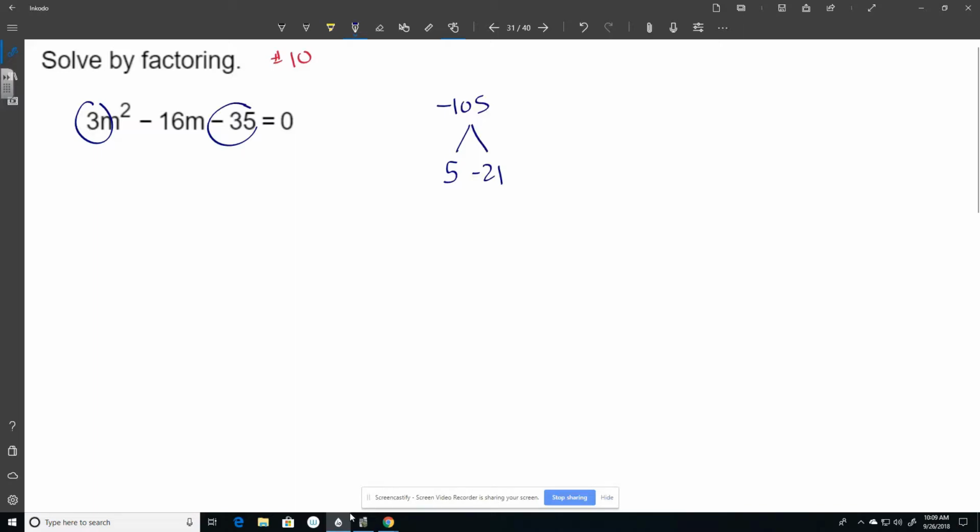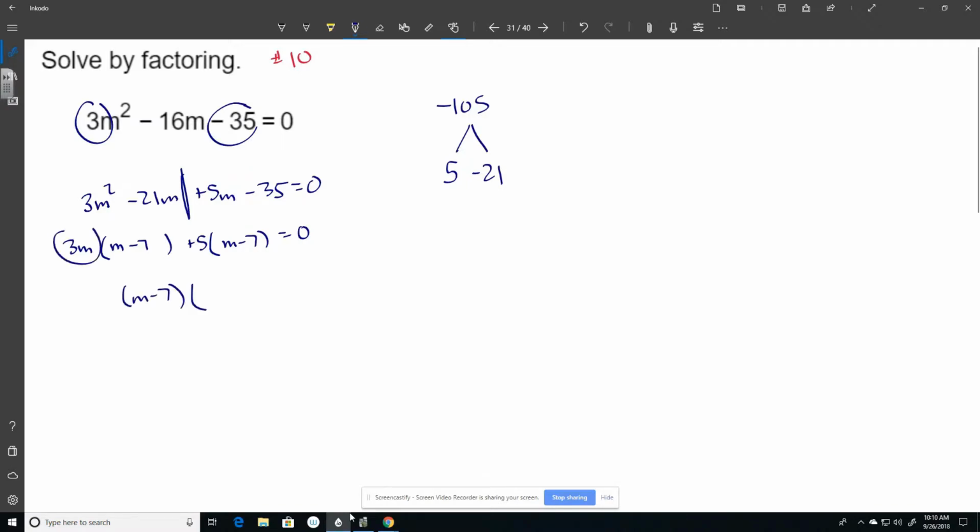So I can't just plug these into parentheses because of that 3. So I rewrite this 3m squared minus 21m plus 5m minus 35 equals 0. Remember, I just plug these into the middle. And then I'm looking for the greatest common factors. I'm splitting it in half and pulling them out. 3m comes out of this side, so I'm left with m minus 7. And over here, I can pull out a 5, and I'm left with m minus 7. So the first of my parentheses is m minus 7. My other parenthesis is what's left over, 3m plus 5.